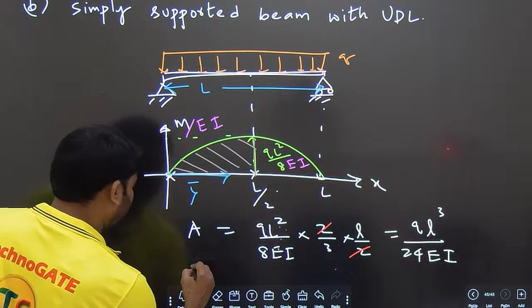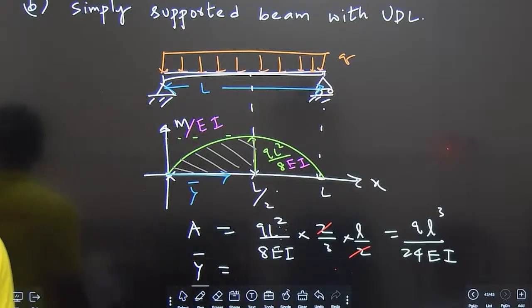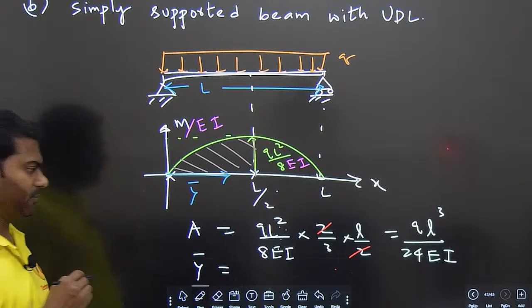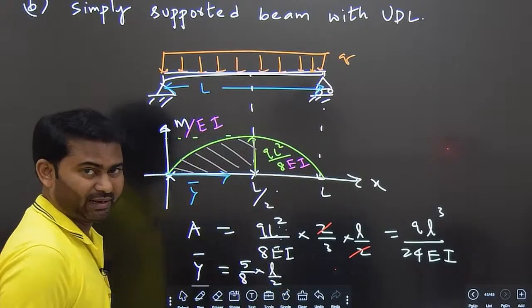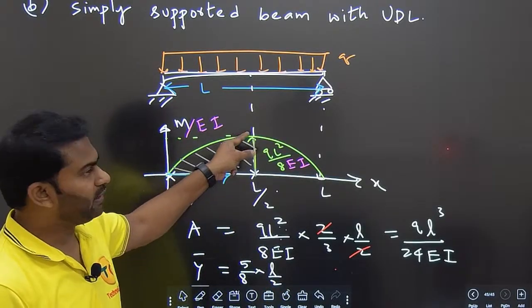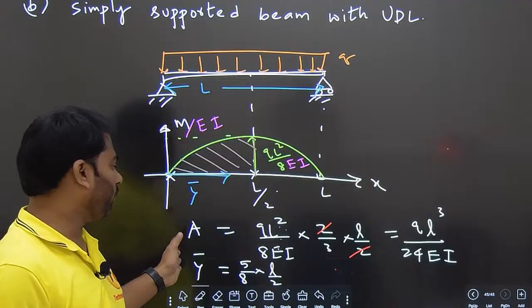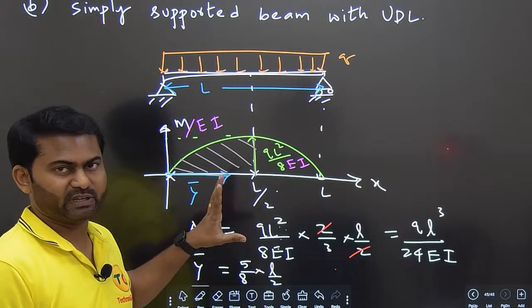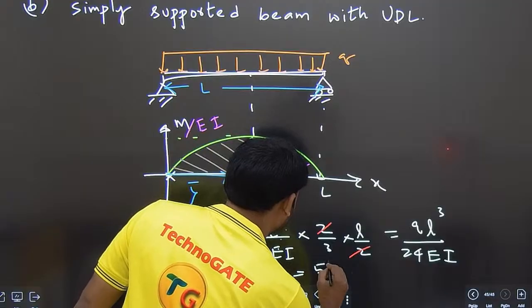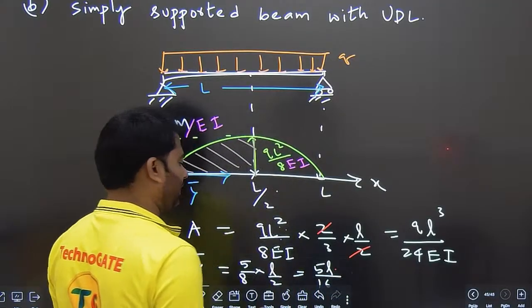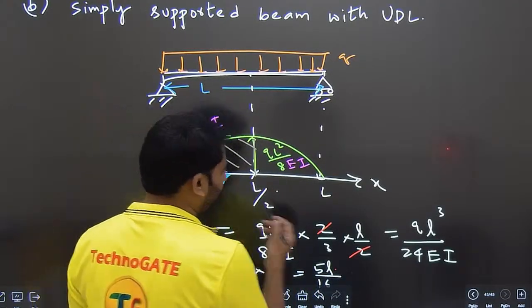And the y bar value is nothing but the centroid distance from the left hand, given by 5 by 8 into L by 2, which is 5L by 16. Directly, we would need to find the area of the parabola by integration, and again find the centroid location of the parabola, which also needs some integration. Those things I am not doing because it's a waste of time. You can simply remember 5L by 16. So we got all those things.